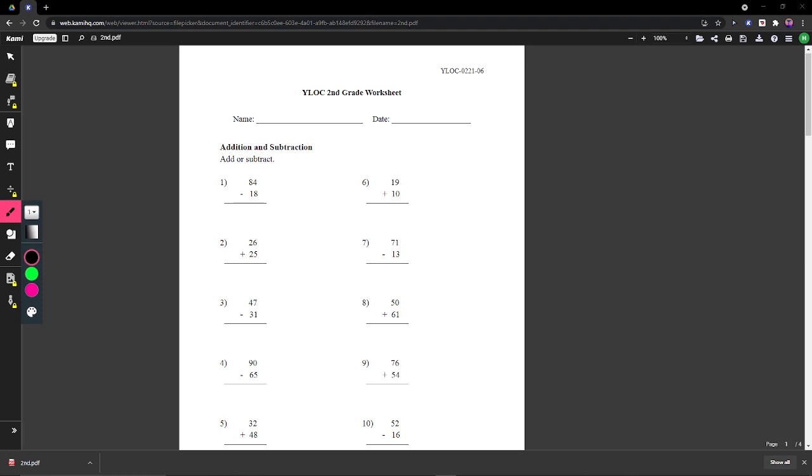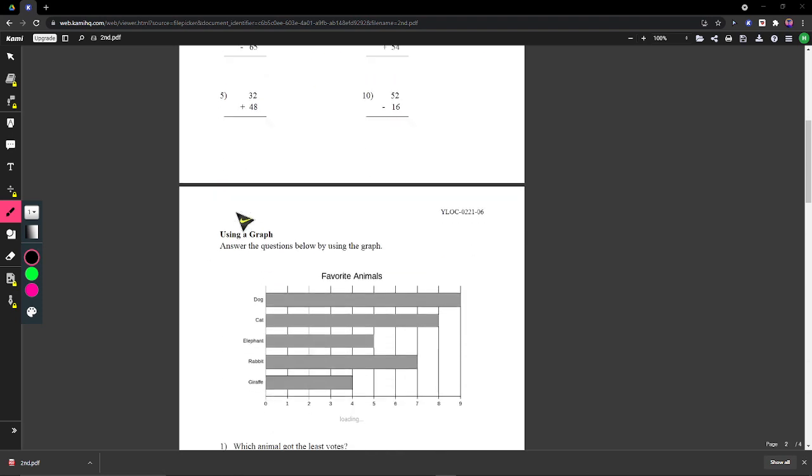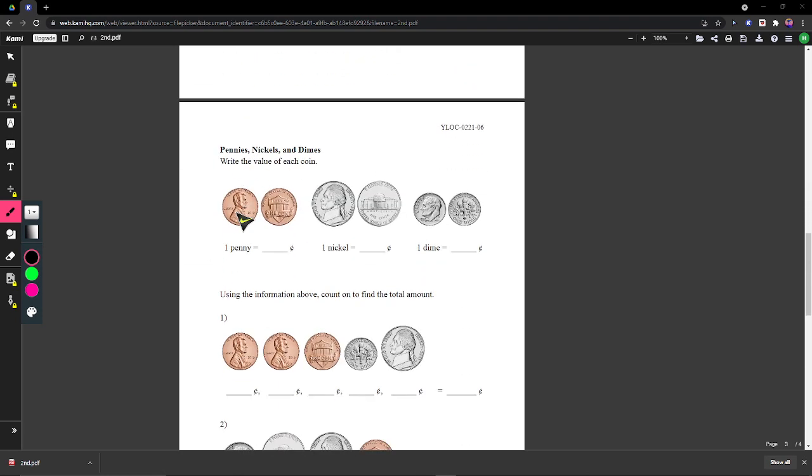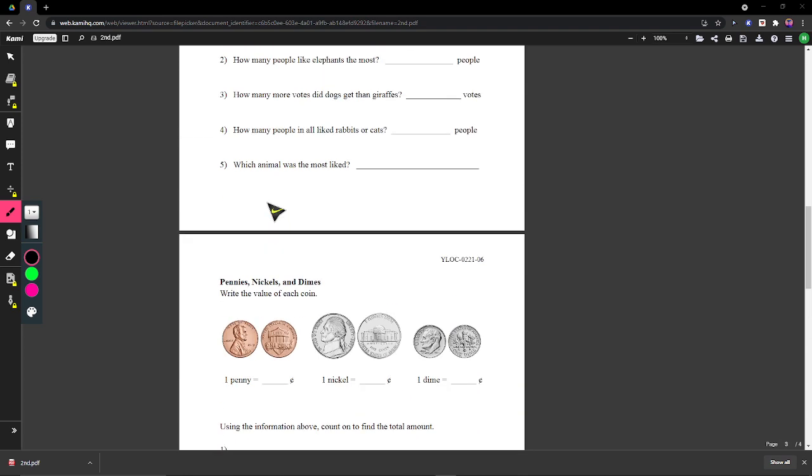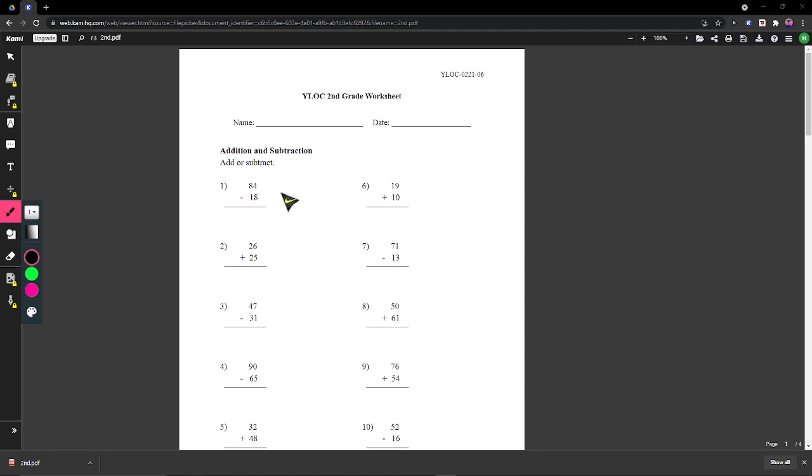So today we'll be going over addition using a graph, pennies, nickels, and dimes, and word problems. So for the first part we have addition and subtraction. It's add or subtract. I think that's fairly simple, but maybe not the problems. So let's go into number 1.